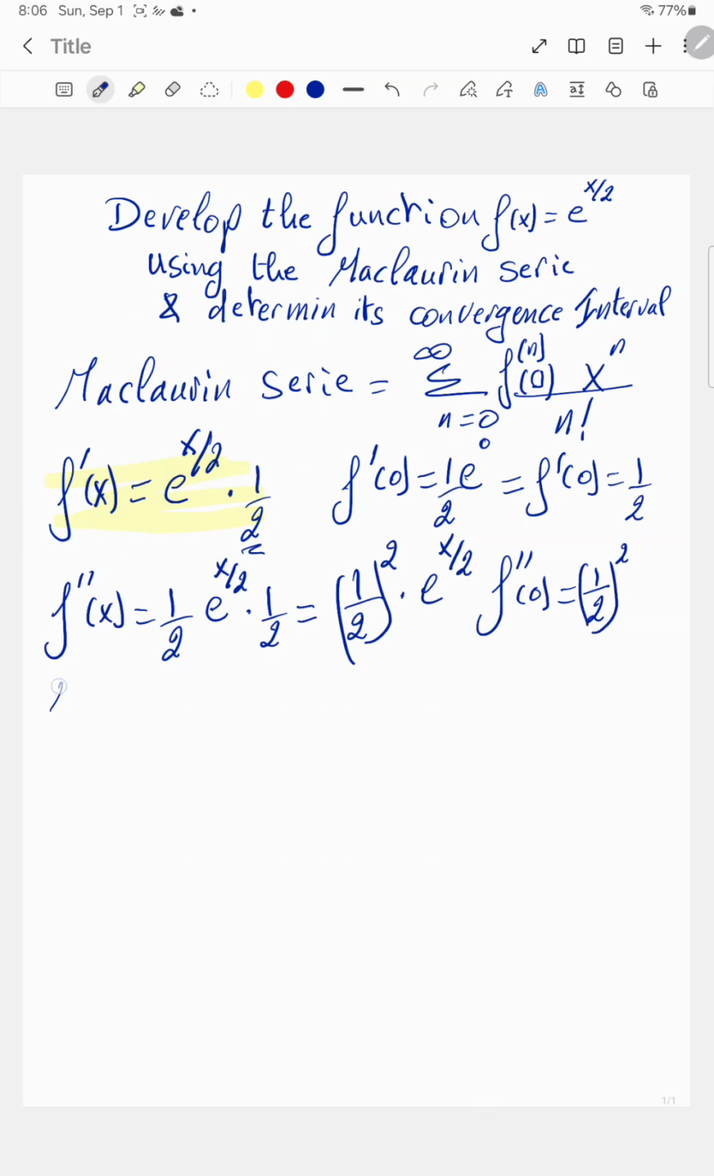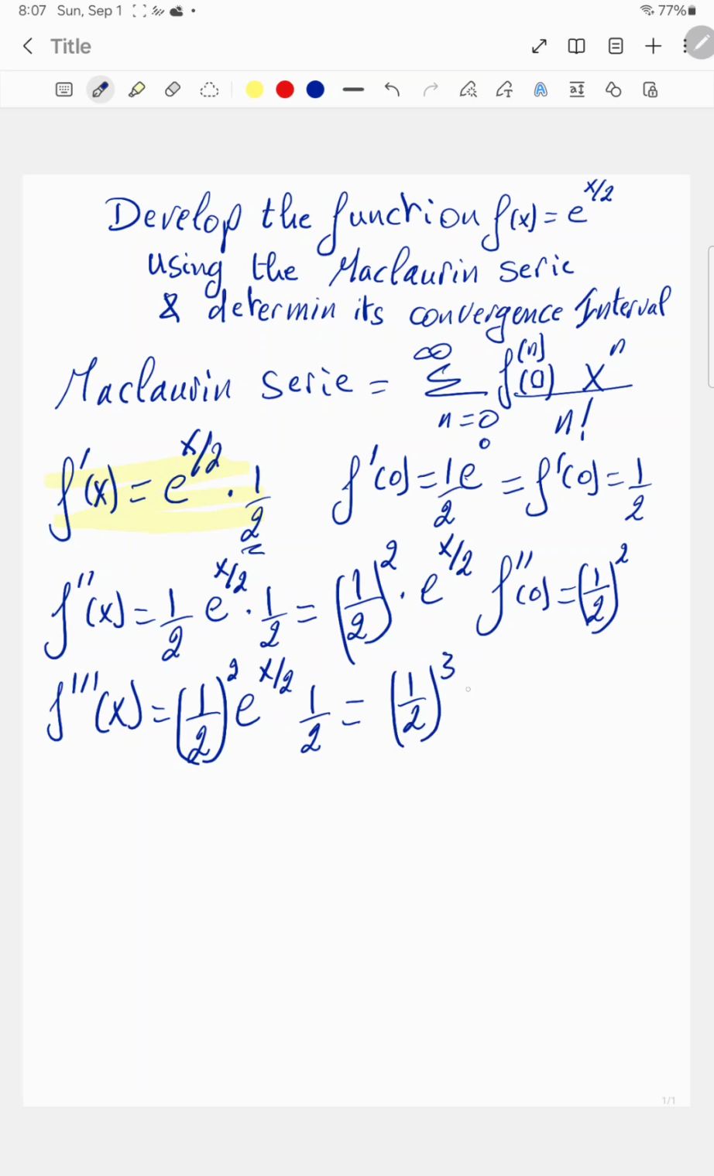And let's do the third derivative. Again, I have 1 divided by 2 to the power of 2, which is a constant, I'll keep it. And the derivative of e to the power x divided by 2 is e to the power x divided by 2, multiplied by the derivative of x divided by 2, which is 1/2. So it is equal to 1/2 to the power of 3 times e to the power x divided by 2. So now I have f third of 0 is equal to 1 divided by 2 to the power of 3.